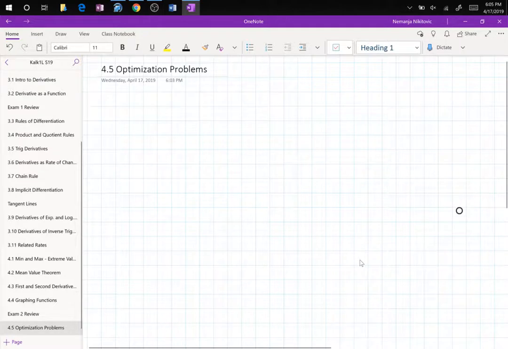Hello and welcome back to Calculus 1, section 4.5 on optimization problems, meaning min and max. We want to find maximum profit, minimum cost, minimum distance to get somewhere, right? So we optimize because we are lazy, right? As a species, it's just a fact of nature, actually.